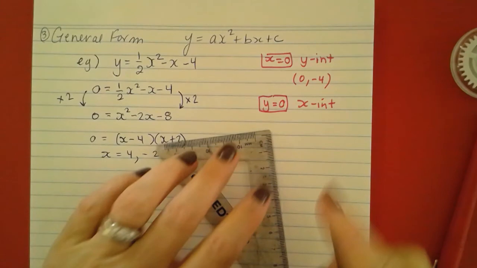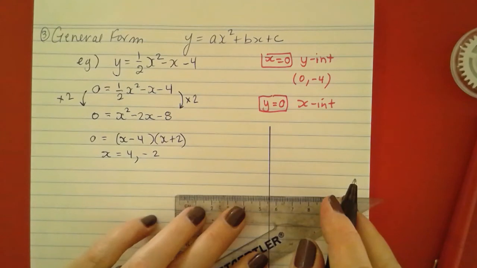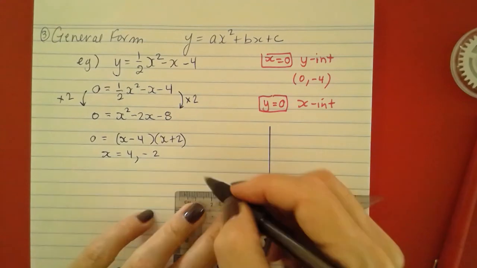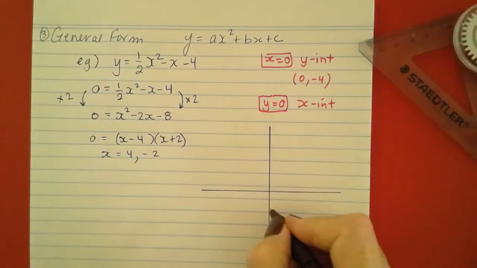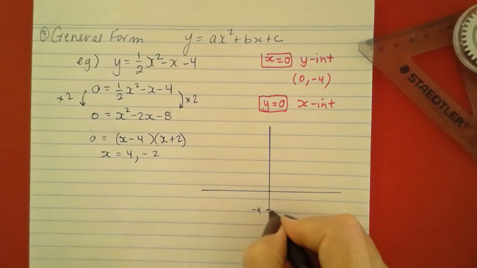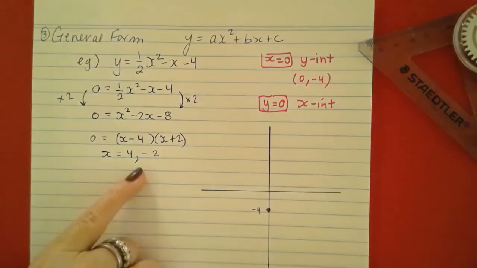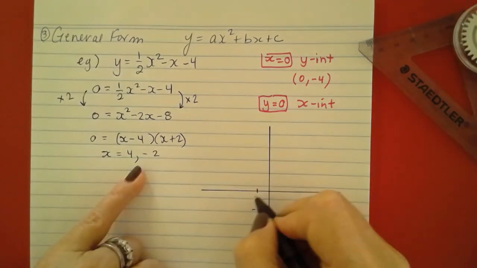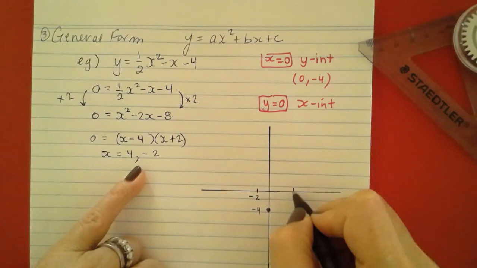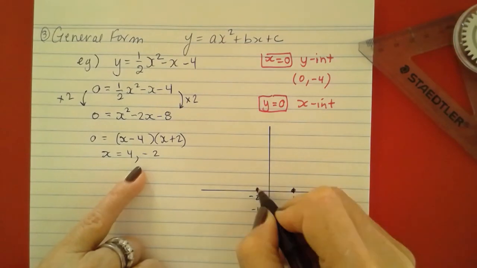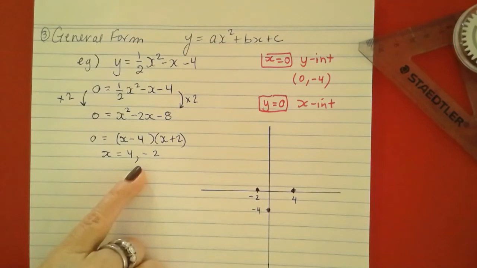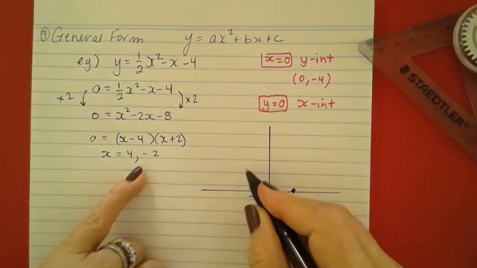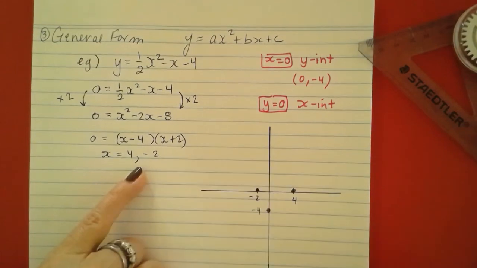I've got a lot of info here to graph. I don't have the turning point yet, but I'm going to get it in a second. I've got the y-intercept at -4. I've got the x-intercepts at -2 and 4. I don't know what the turning point is. I can't go like that. That would be really stupid, wouldn't it? Do you know it's down there? Okay, it's down there somewhere.